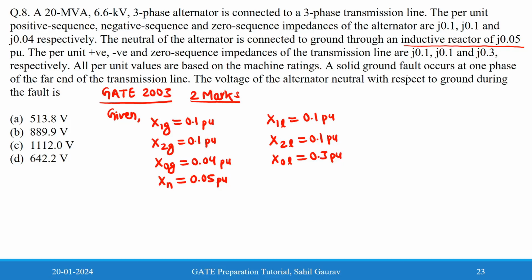All per unit values are based on the machine ratings. A solid ground fault occurs on one phase at the far end of the transmission line. The value of the alternator neutral voltage with respect to ground during the fault is asked. Here they have asked about the voltage of the alternator neutral with respect to the ground.